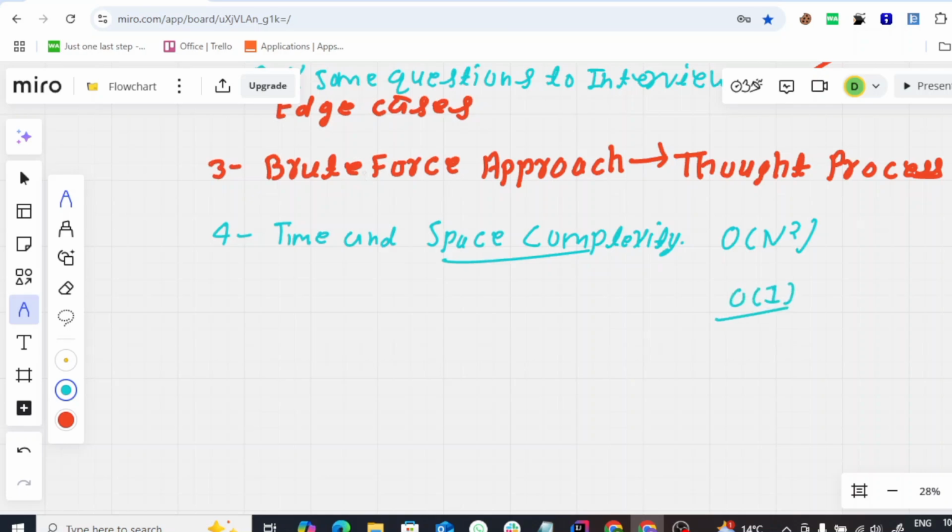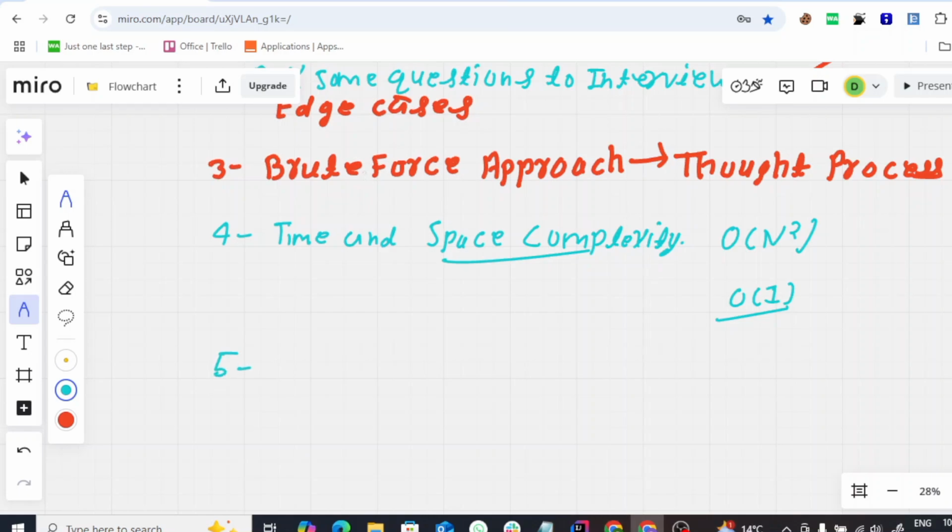Okay, guys, so this is our brute force approach explanation, thought process, and time and space complexity. This is the fourth step. Now let's move on to the fifth step. What will be our fifth step for the explanation? Okay, guys, so this is the fifth.